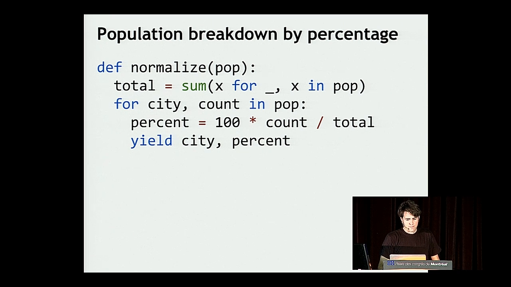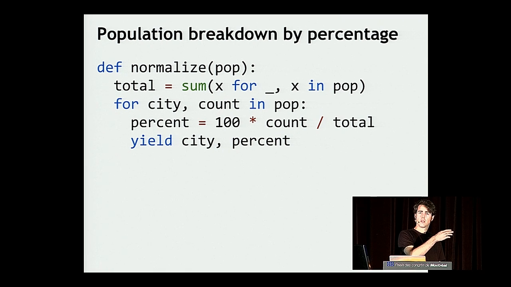So let's take that population data that we had before. We've got the population breakdown by percentage that I'm trying to calculate here. It's great to know that 1.6 million people live in Montreal and some number live in Quebec City, but I'd really like to know what percentage that is of the total number of people who live in all of Quebec. So here's a function to calculate that.